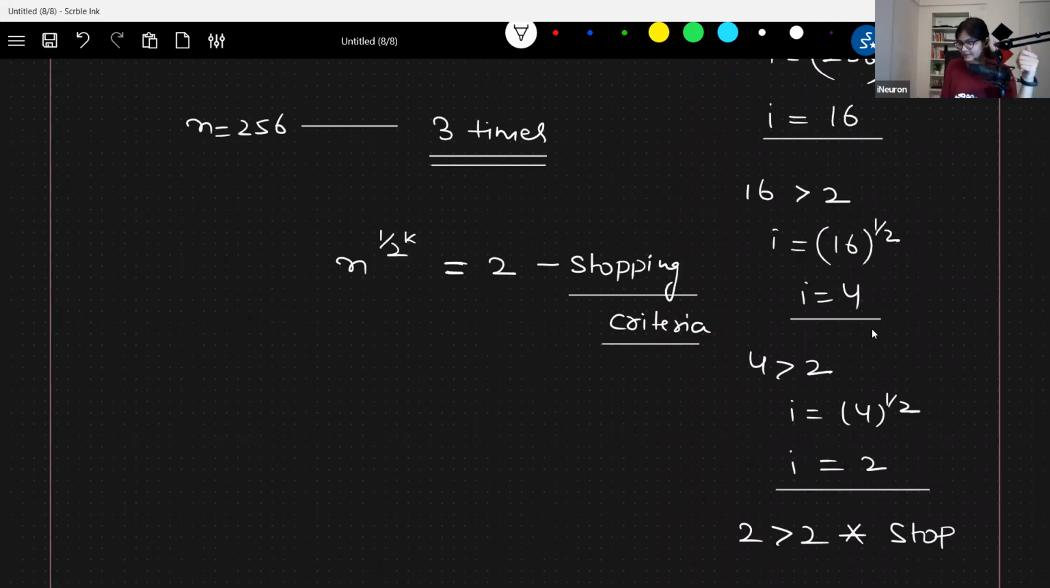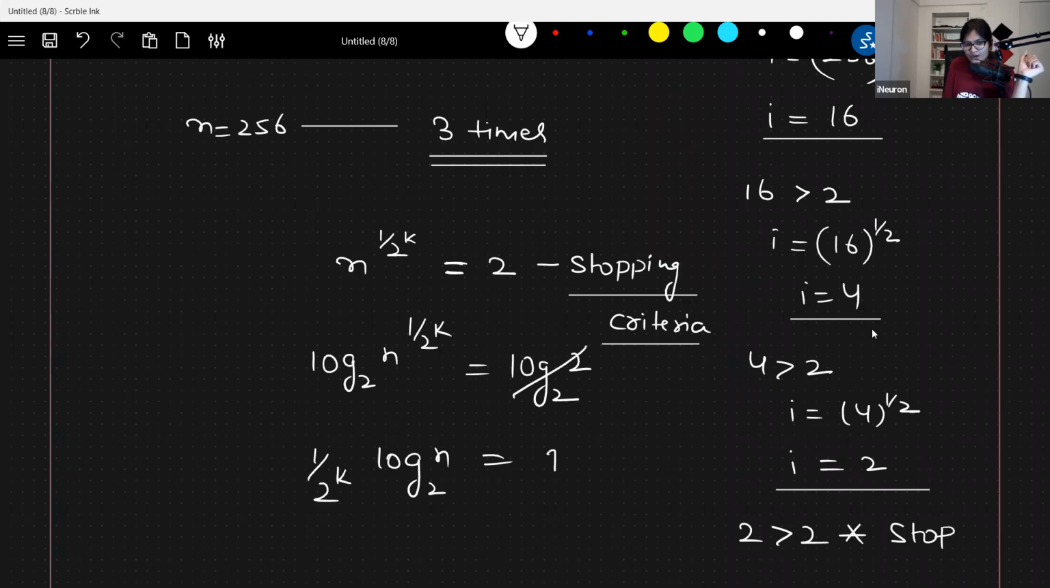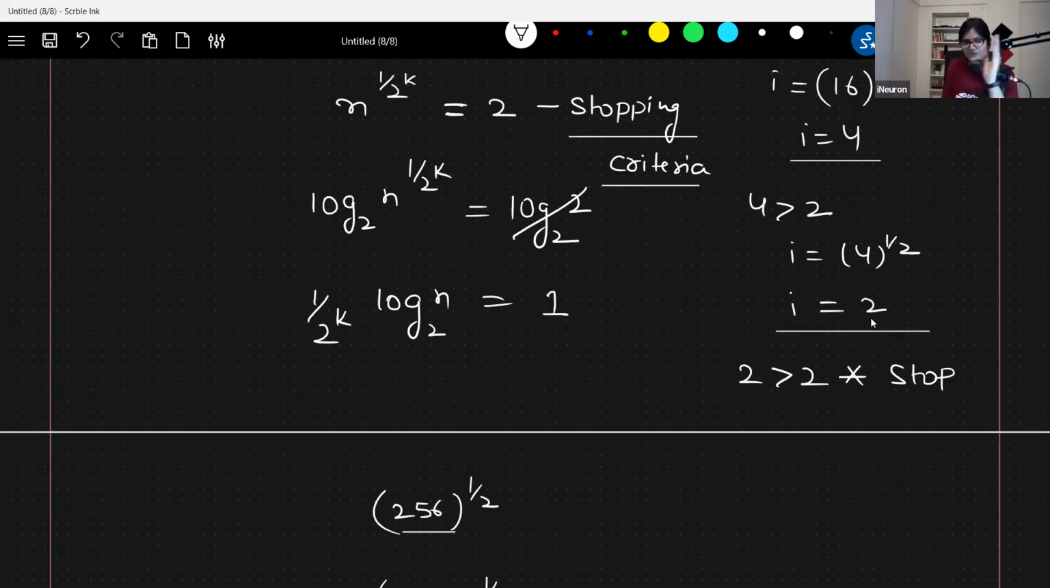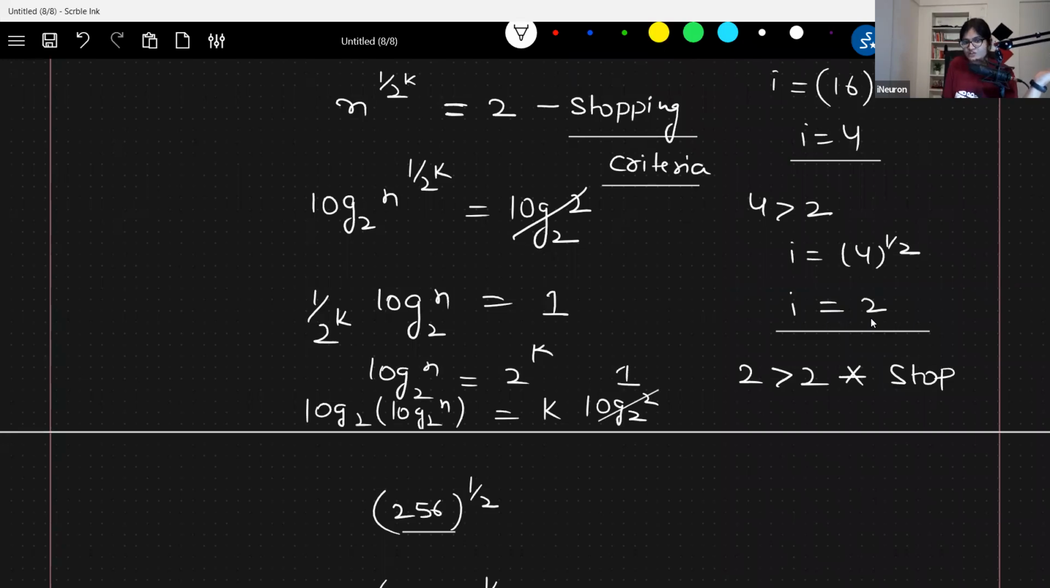Now you can easily calculate the value of k. What you can do is take log base 2 on both sides. So here it will be log base 2 of n to the power (1 by 2) to the power k, which is equal to log base 2 of 2. Now this power term can come up front, just like the way we did. And we will get log of n base 2 here, and this value will be equal to 1. Now I can take this 2 to the power k to the right side. So it will be log of n base 2, which is equal to 2 to the power k. We can again take log base 2 on both sides. So the value will become log base 2 of log n base 2, which is equal to k coming up front times log of 2 base 2, which is equal to 1. So here the value of k will become log base 2 of log base 2 of n.